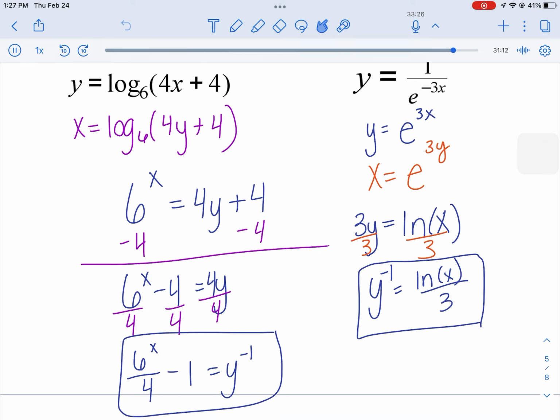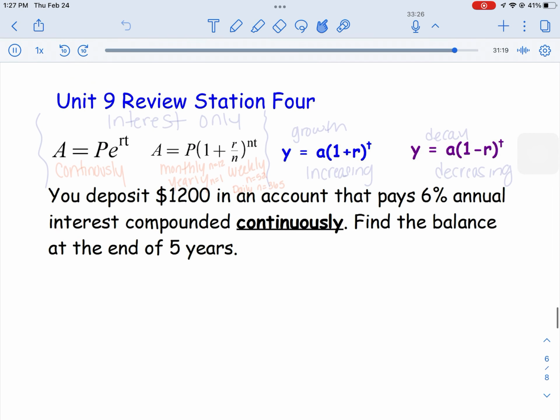That's pretty much it, except for growth, decay, and interest equations. So I can just run through when you use which equation for which problems real quick. And then you'll still have a little bit of time. So these two here are both for interest. This one is for if it's compounded continuously, which is my first example, compounded continuously.